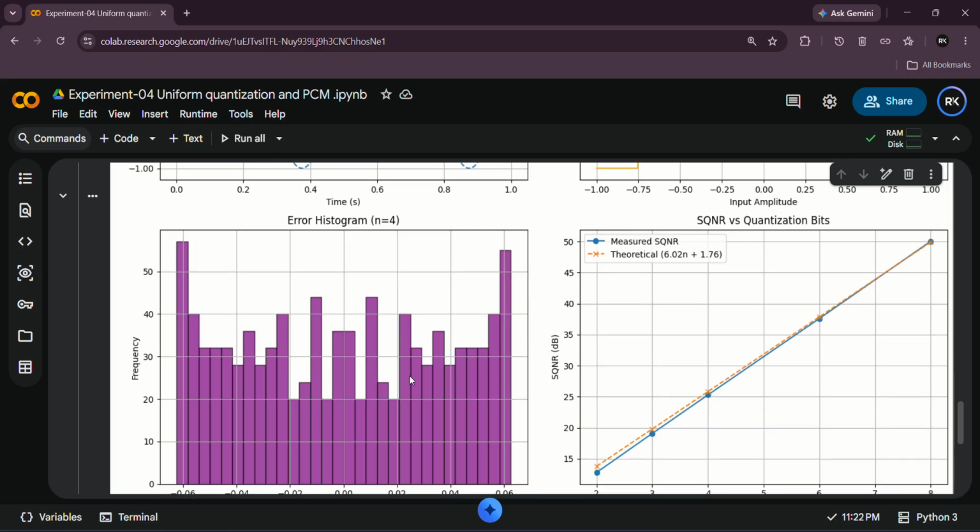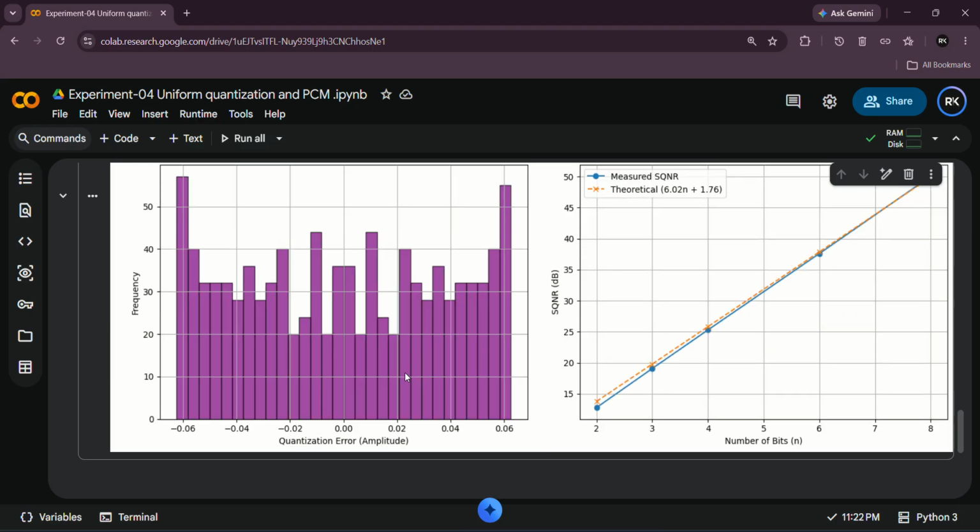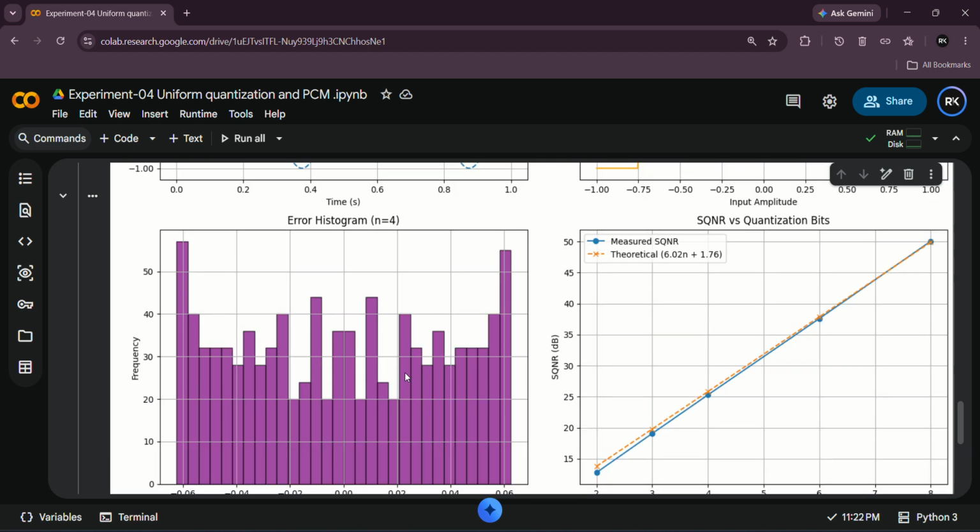Now the error histogram. Here we are looking at the histogram of quantization error at 4 bits. Notice that the errors are spread fairly evenly across a narrow range. This is the classic assumption in quantization theory, that quantization noise behaves approximately like uniform random noise bounded by plus or minus half the step size.